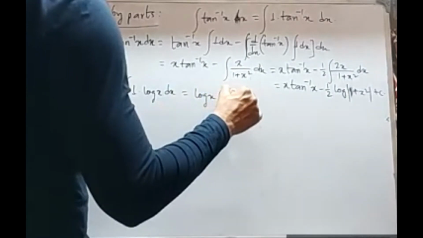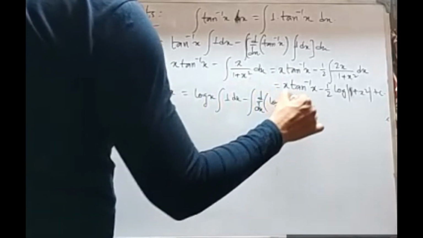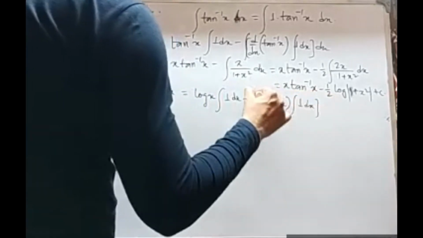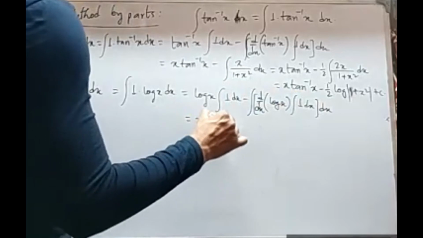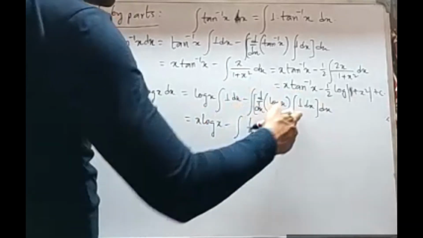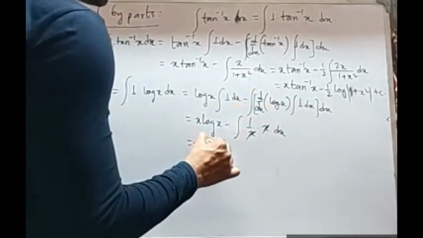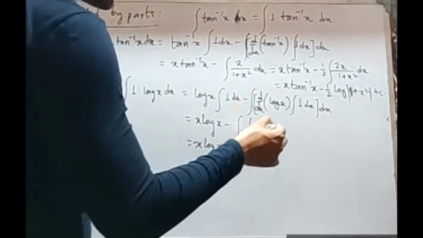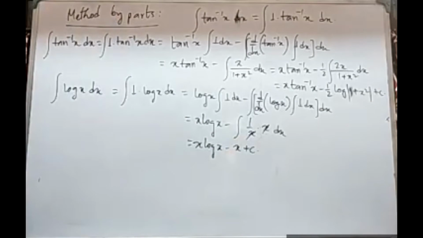That's why log x into 1 dx minus d/dx of log x into integration 1 dx. That is x log x minus, this is 1 by x, here it is x, so x log x minus integration 1 dx again, so it should be only x plus c. So x log x minus x plus c, this is the integration of log x.